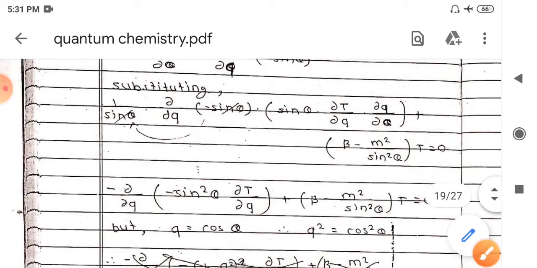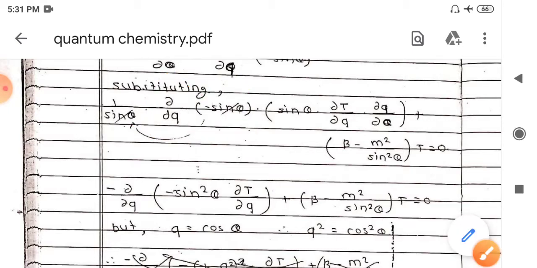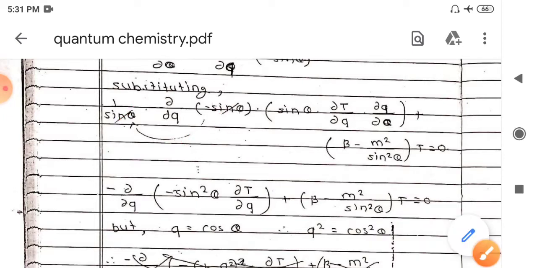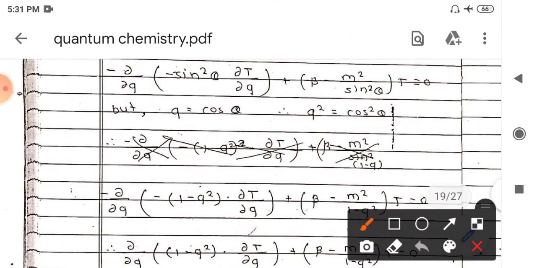So here we can see that here is sine theta, here is also sine theta, and this differentiation is with respect to q. So we can simply say that this term is constant. Sine theta is constant because we are differentiating with respect to q. So this sine theta and sine theta will get cancelled. So overall our equation will remain like minus d by dq of minus sine square theta dT upon dq plus beta minus m square upon sine square theta into T, and all these terms are equal to 0.